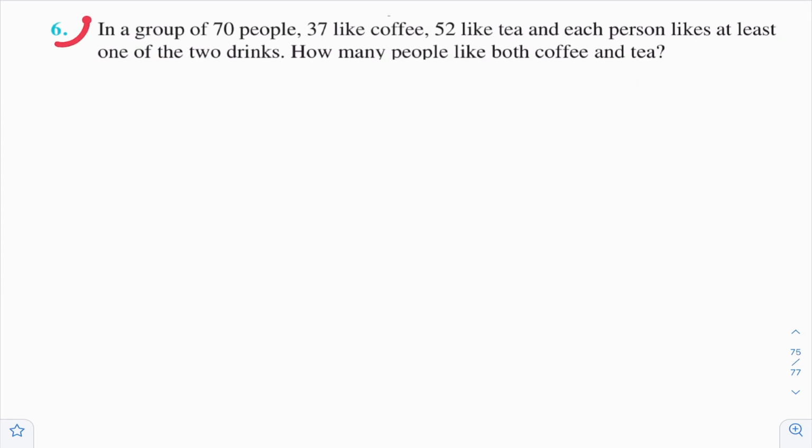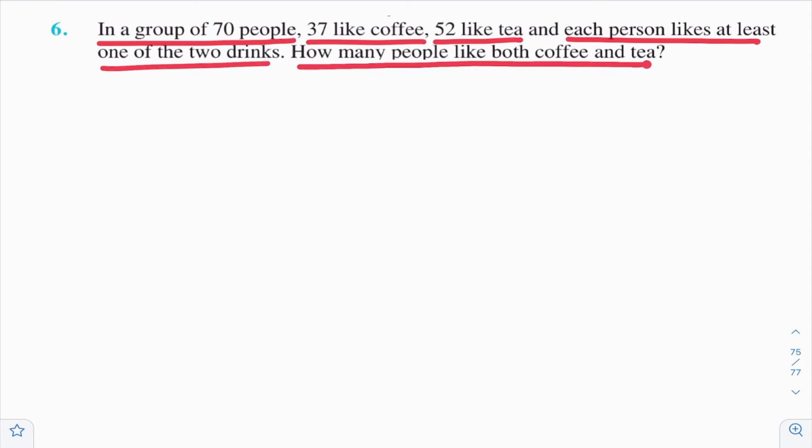You observe the sixth question. What they are asking: in a group of 70 people, 37 like coffee, 52 like tea, and each person likes at least one of the two drinks. How many people like both coffee and tea?